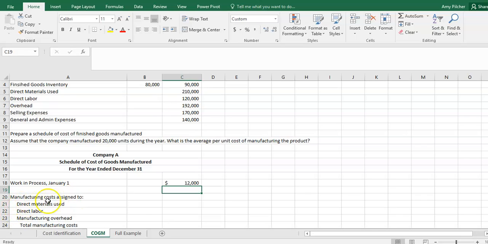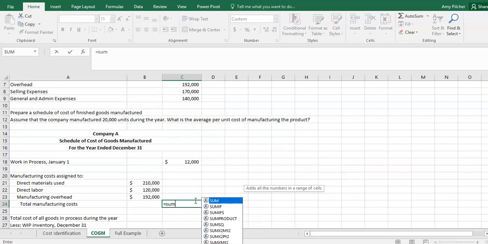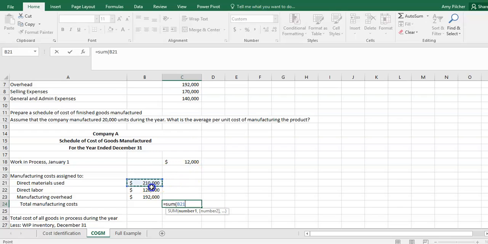Next, we want our manufacturing costs assigned to production. So we have direct materials used, which you can see up here, is $210,000. Our direct labor costs are $120,000, and our overhead costs are $192,000. We add those three items together, and that gives us our total manufacturing costs for the year, $522,000.